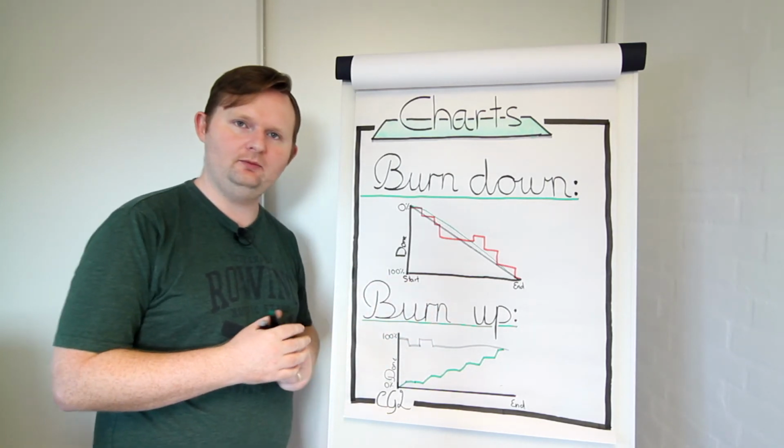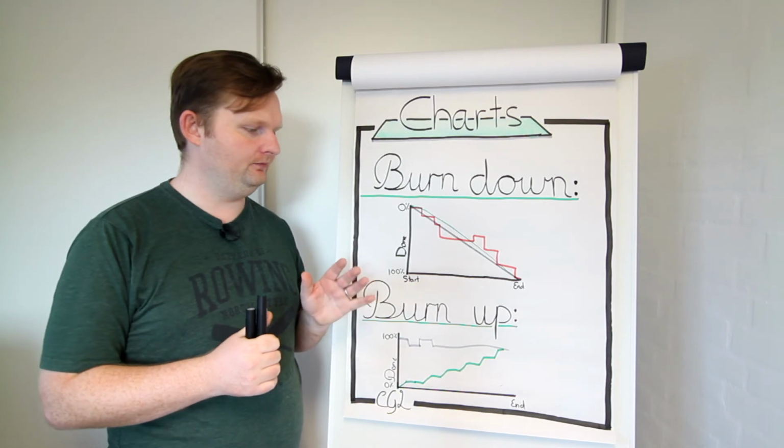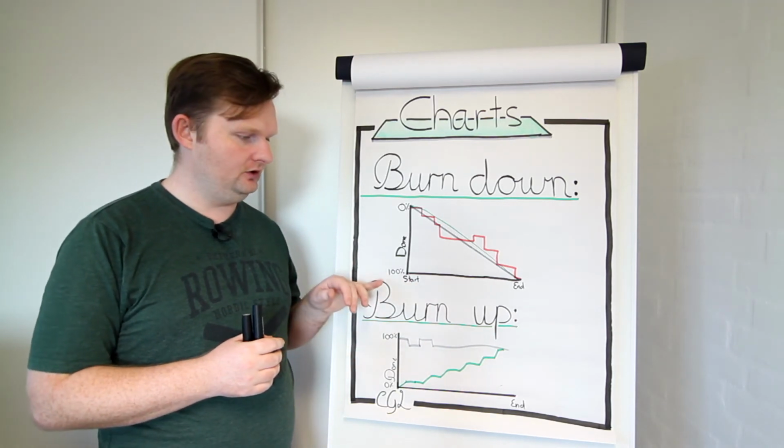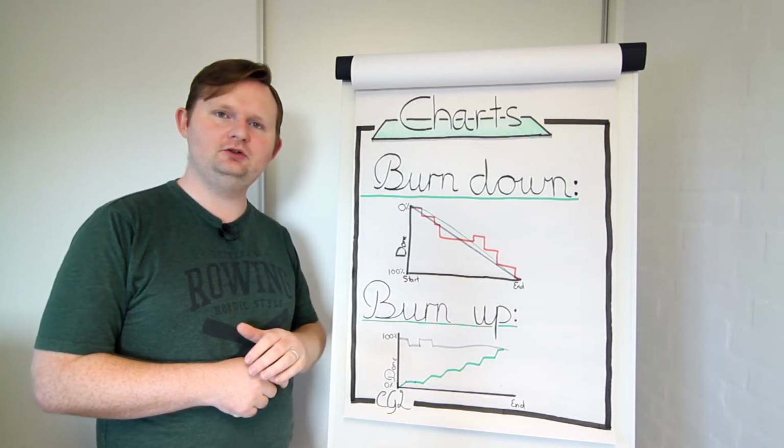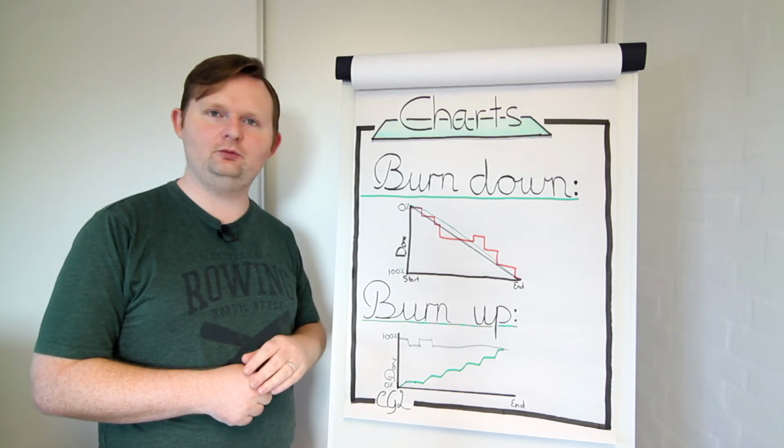That was these two types of charts. I hope that you will share your versions of how you track progress in a sprint or in a release.